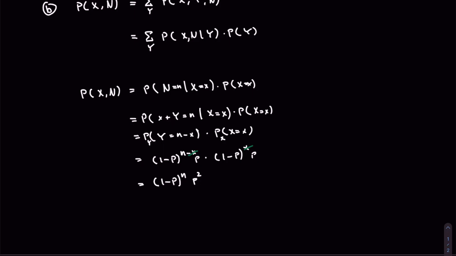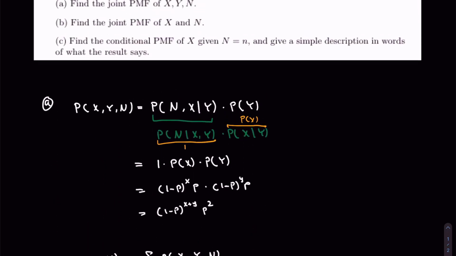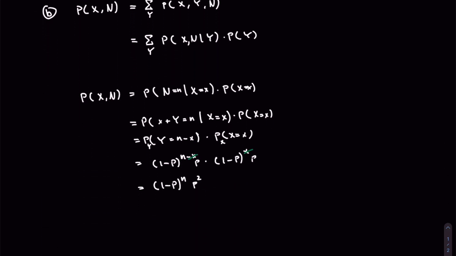Now notice that we are sort of implicitly given the PMF of n, which will be very valuable now in the third question. So let's head on to look at the third one here. So we are asked to find the conditional PMF of x given n equals little n, and then just give a simple description of the words that this result means.